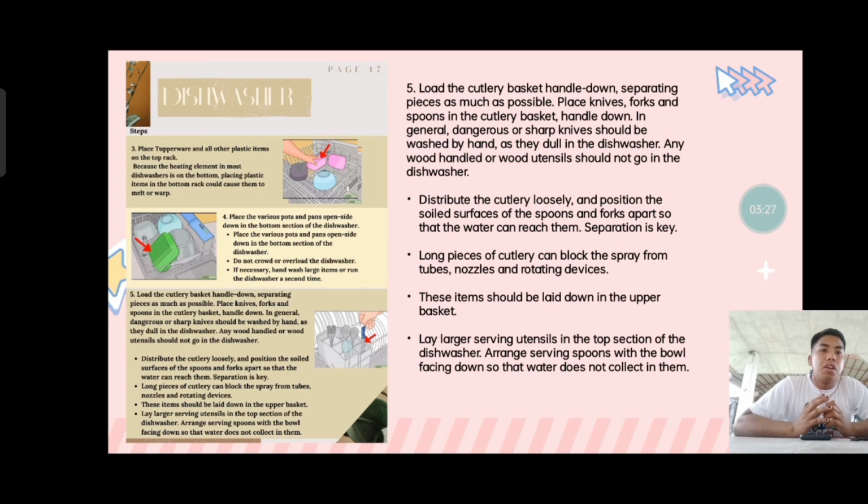Distribute the cutlery loosely and position the soiled surfaces of the spoons and forks apart so that the water can reach them. Separation is the key. Long pieces of cutlery can block the spray from tubes, nozzles and rotating devices. These items should be laid down in the upper basket. Lay larger serving utensils in the top section of the dishwasher. Arrange serving spoons with the bowl facing down so that water does not collect in them.